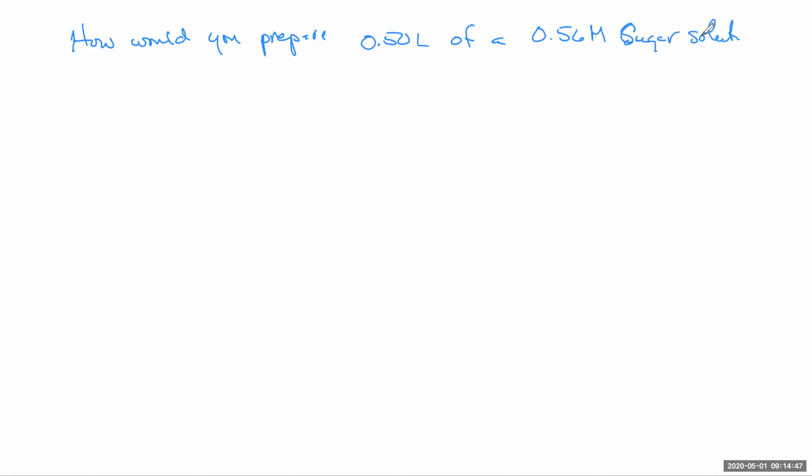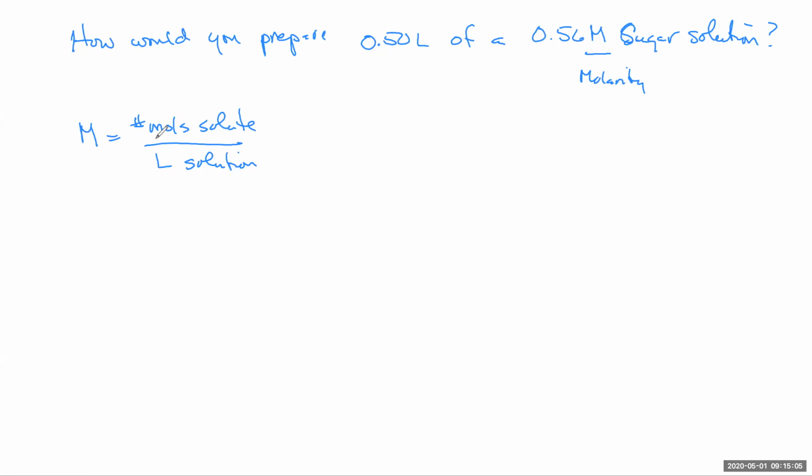Last one I would have for you is how would you prepare 0.50 liters of a 0.56 molar sugar solution? Now in this case, we have molarity. And so the formula for molarity stands for number of moles of solute per liter of solution. So I have to use moles.